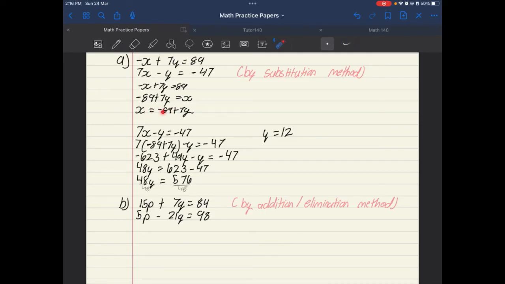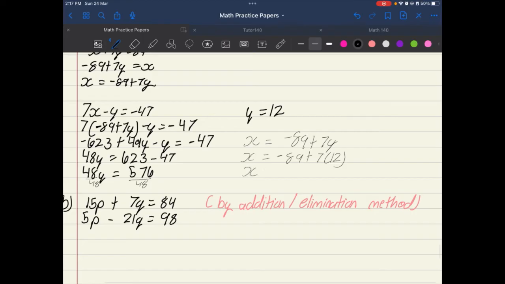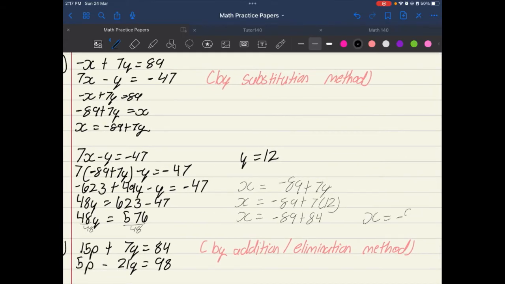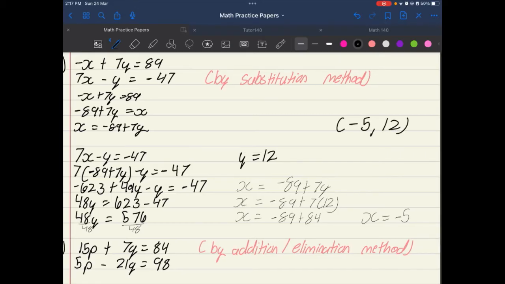We have the x value right here, right? So substitute y right here to find the x value. So x is equal to negative 89 plus 7y. x is equal to negative 89 plus 7 times 12. 7 times 12 is 84. So x is equal to negative 89 plus 84. x is equal to negative 5. So our values is negative 5, 12.